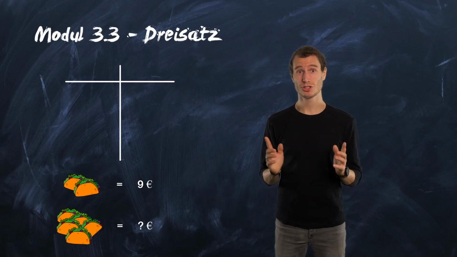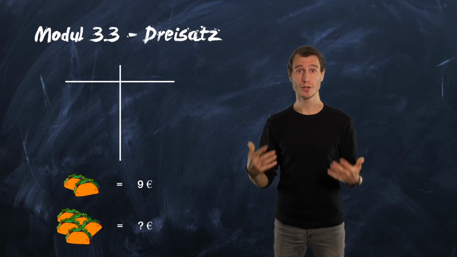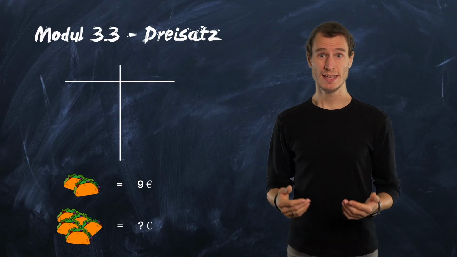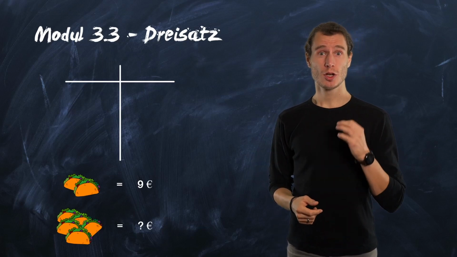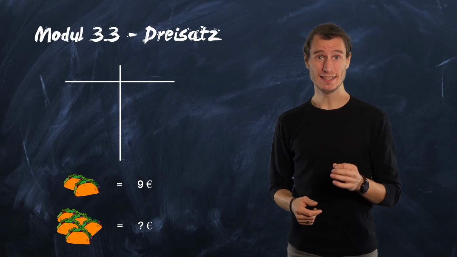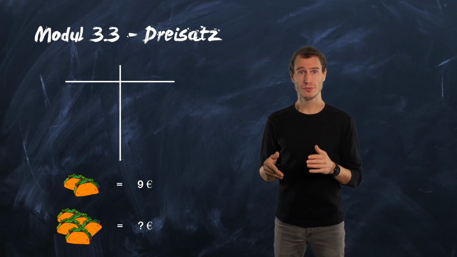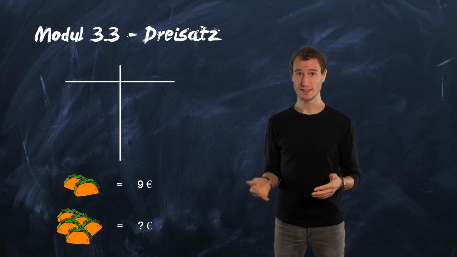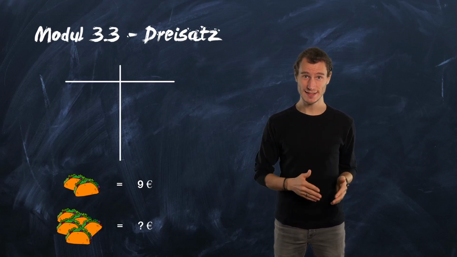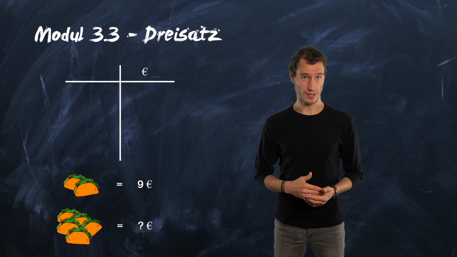I first write headings above the 2 columns of the table. The one on the right will be for the value I am looking for. Since I'm looking for a price in euros, I write euros at the top of the column. The one on the left then remains for the donors.